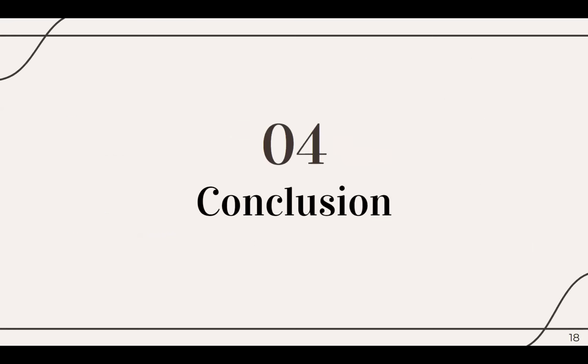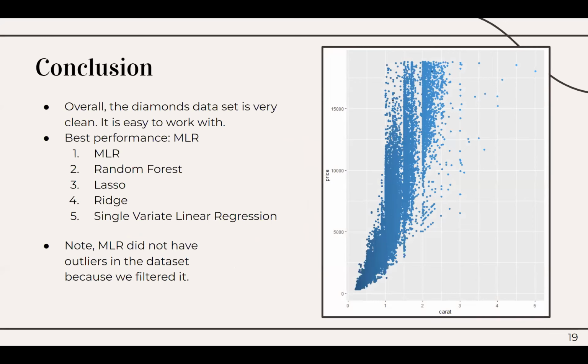So this is the result. We're going to move on to the conclusion. Overall, the diamond set's really clean, so it's interesting to see which model comes out on top as the best. I found that multiple linear regression was actually the best, and then random forest came in second. It's important to note that I think linear regression was better because I filtered the data set. So maybe if I had filtered the data set with random forest, it would have turned out better.